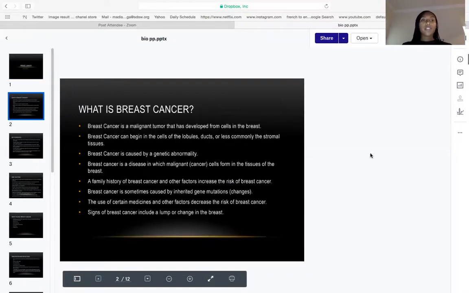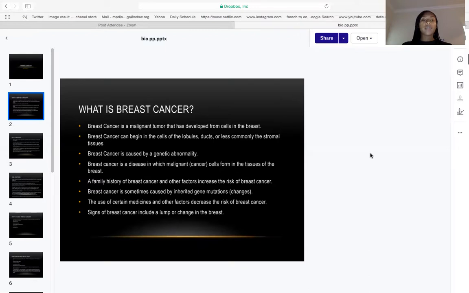What is breast cancer? Breast cancer is a malignant tumor that has developed from cells in the breast. Breast cancer can begin in the cells of the lobules, ducts, or less commonly the stromal tissues. Breast cancer is caused by a genetic abnormality. Breast cancer is a disease in which malignant cancer cells form in the tissues of the breast.